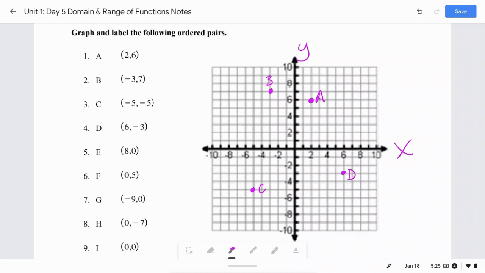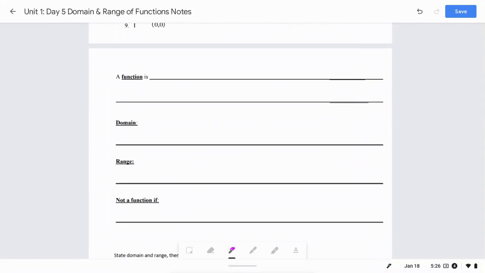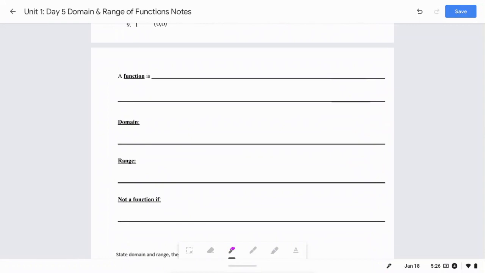Point E is at 8, 0. Point F is at 0, 5, which is on the y-axis. Point G is at -9, 0 on the x-axis. Point H is at 0, -7, which is on the y-axis. And then 0, 0 we already labeled as the origin, but I'm going to call that point I. So now that I have all my points labeled correctly, we're going to move on to the next page of notes, and we're going to talk about something called a function.